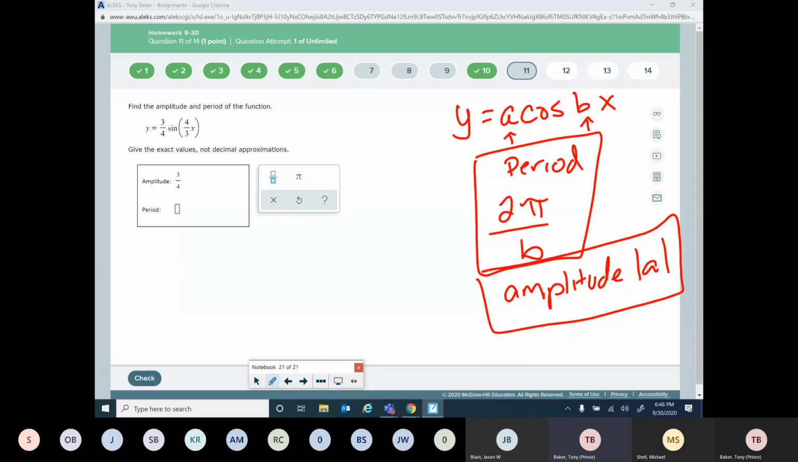The period, I have to take as 2 pi, and I'm dividing it by, in this case, 4/3. So that means I flip it over, so I get 6 pi over 4. So it'd be 3 pi over 2 would be my period. So don't just take the number that's in there. You have to do the 2 pi over it. So in this case, I get 3 pi over 2.